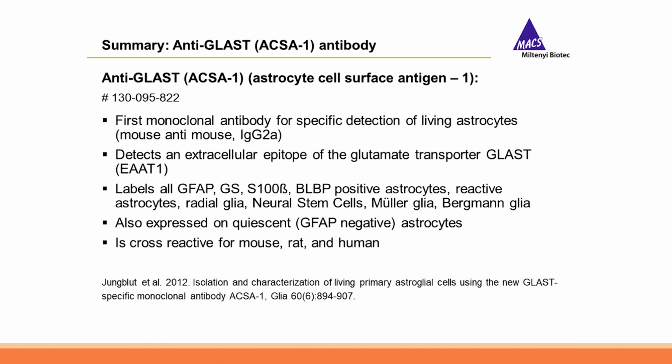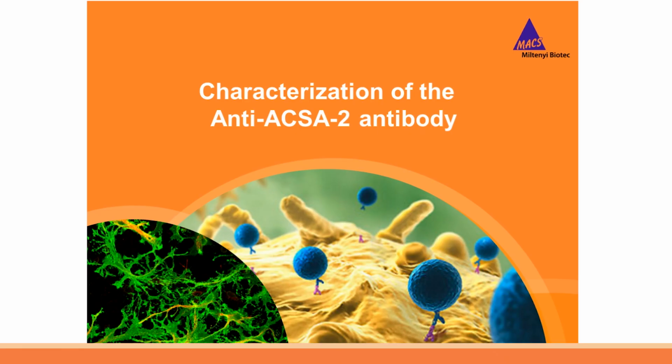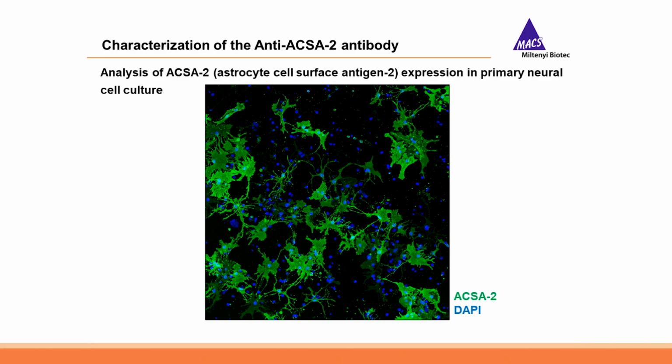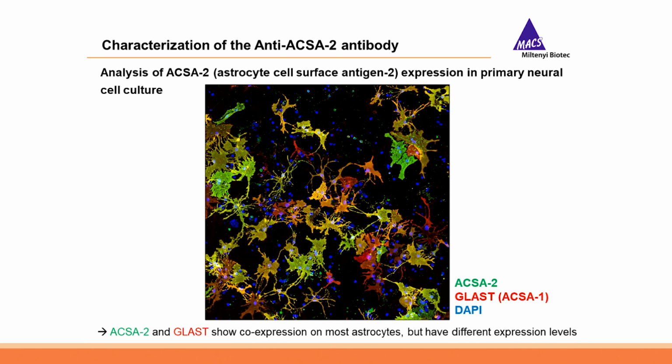So next we show you the detailed characterization of the second astrocyte-specific antibody, the anti-AXA2 antibody. So the first characterization is shown by immunocytochemistry, and here again mixed neonatal neural cell cultures were used and stained with different neural cell-specific antibodies. So you see here the anti-AXA2 staining, which nicely shows the staining of the cells that show typical astrocyte morphology. And the co-staining with anti-GLAST shows that both markers are co-expressed here on the majority of cells. But it's also obvious that there are different expression levels of both markers.